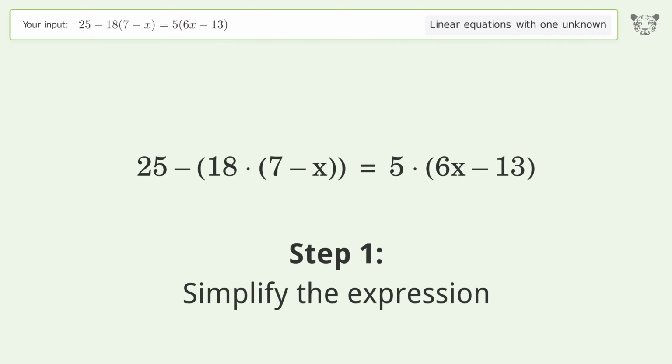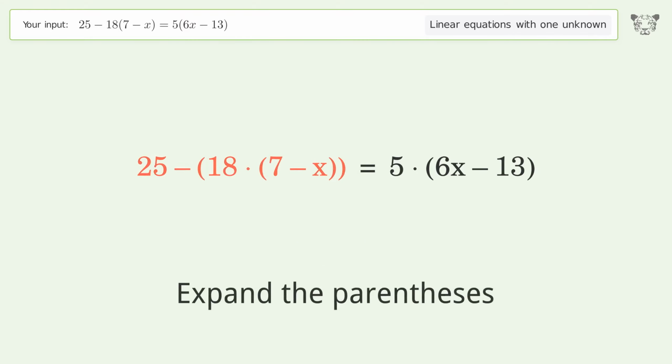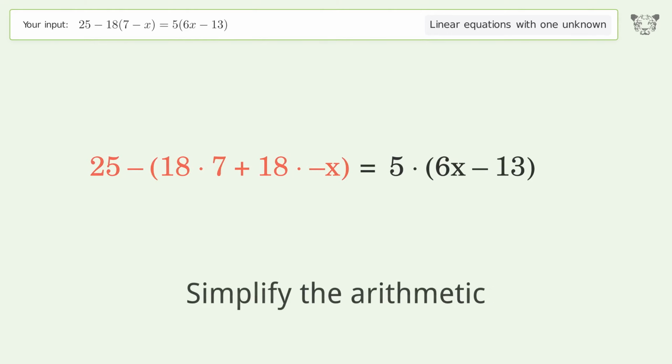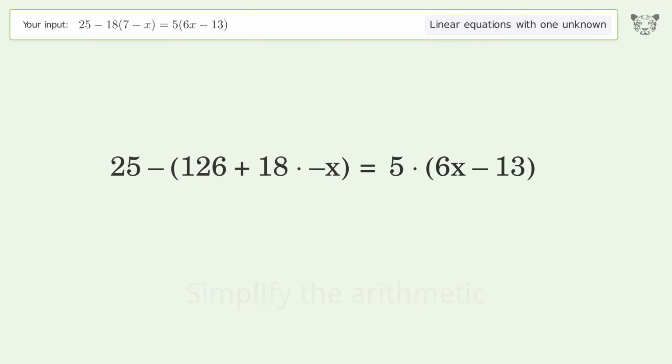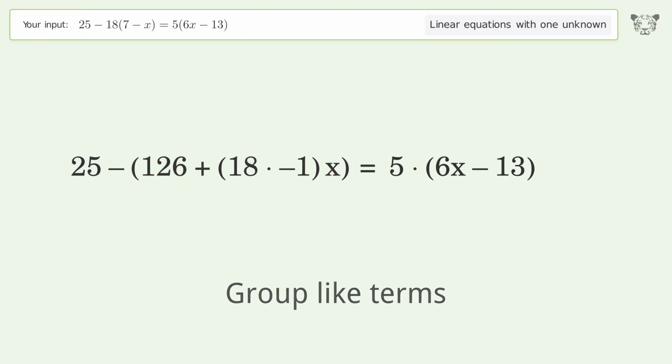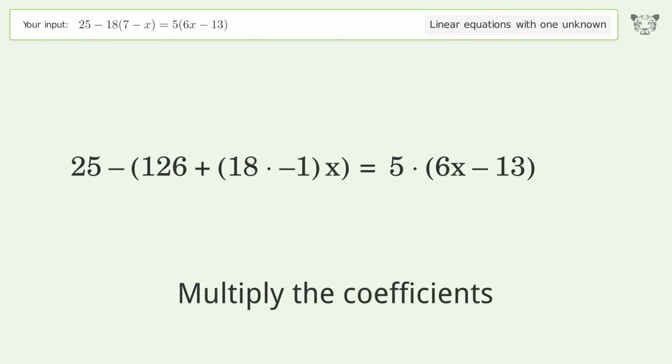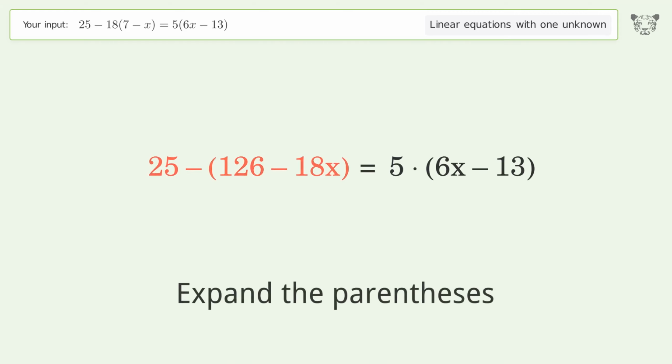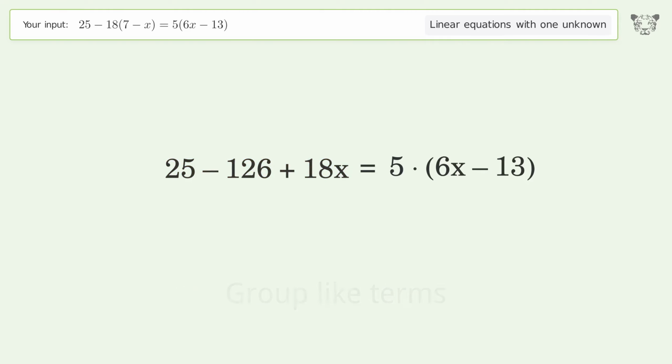Simplify the expression. Expand the parentheses. Simplify the arithmetic. Group like terms. Multiply the coefficients. Expand the parentheses. Group like terms.